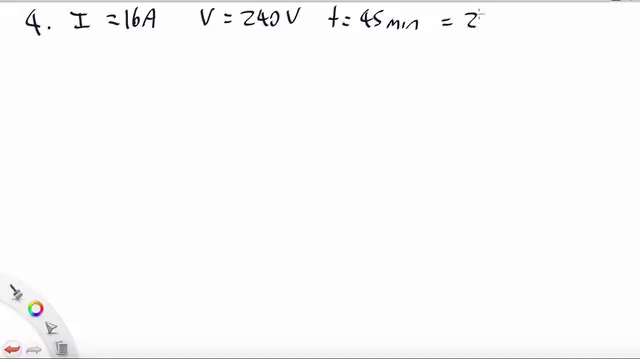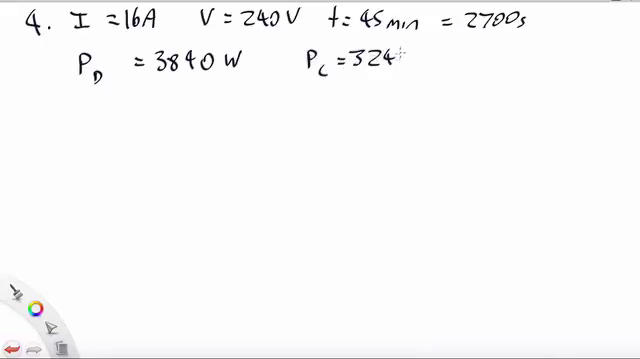Now question 4, writing what we know, we have 16 amps and 240 volts. We have the time is 45 minutes, which is 2,700 seconds. Now, the power in the dryer is 3840 watts. And the power used by the computer is 324 watts.